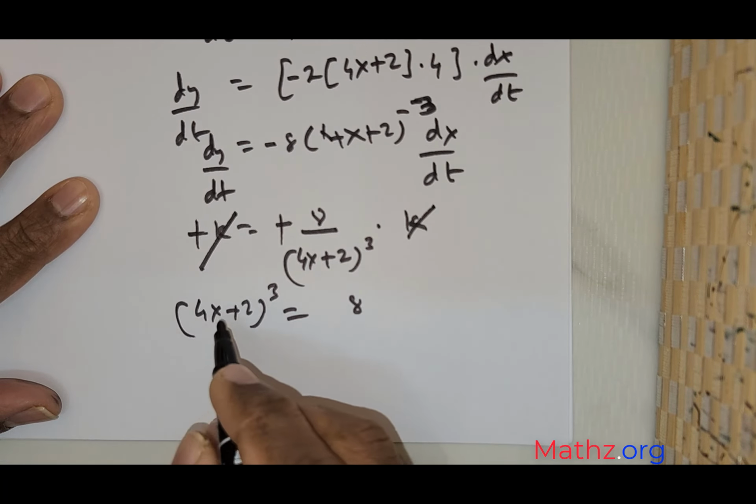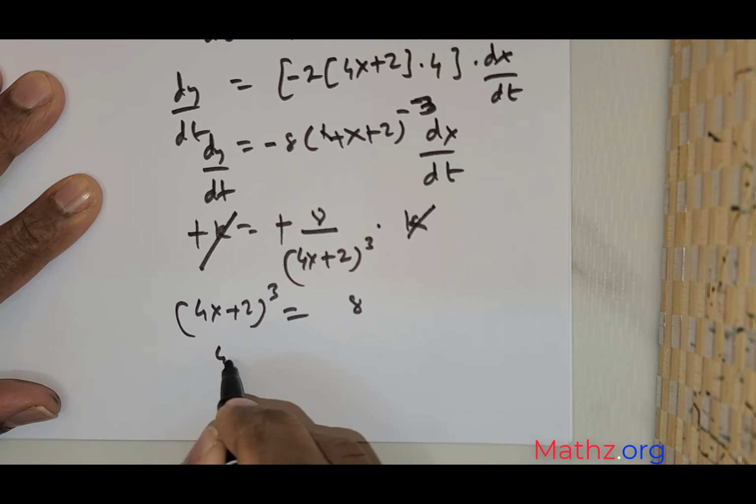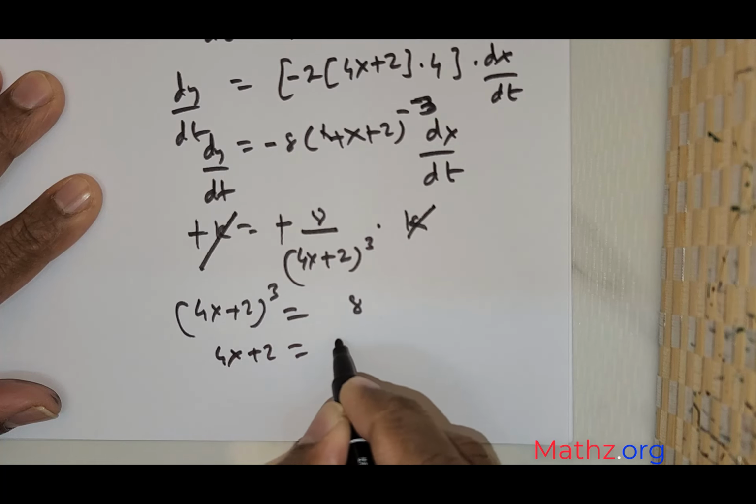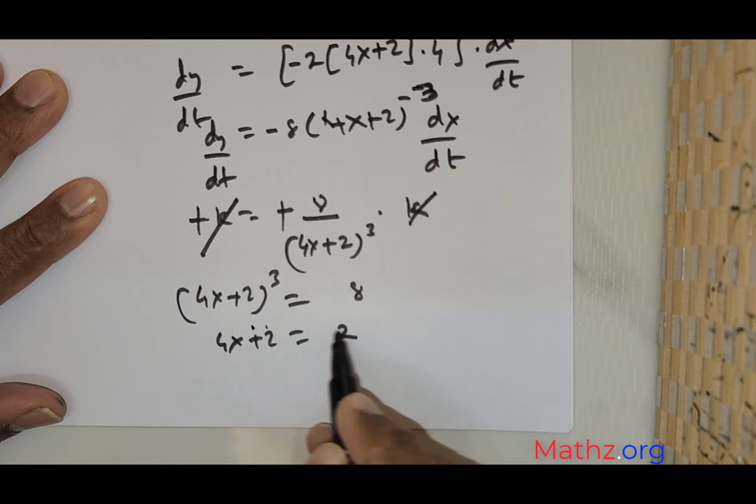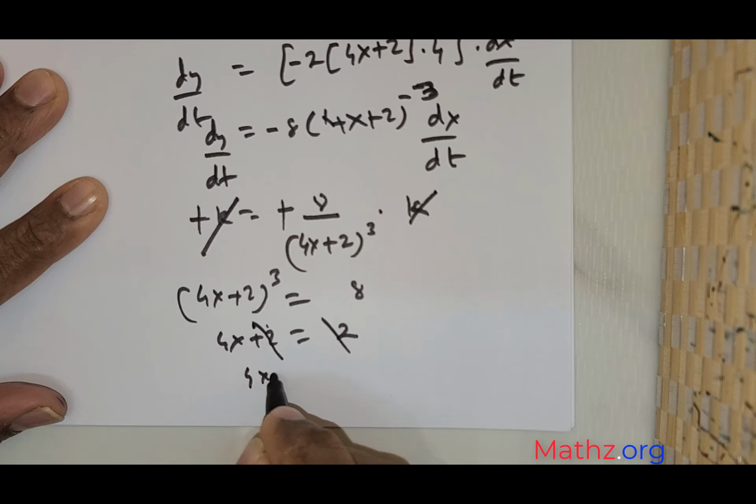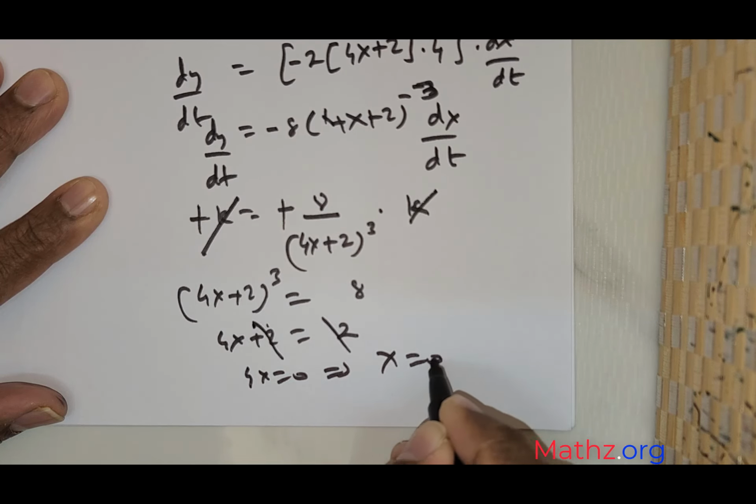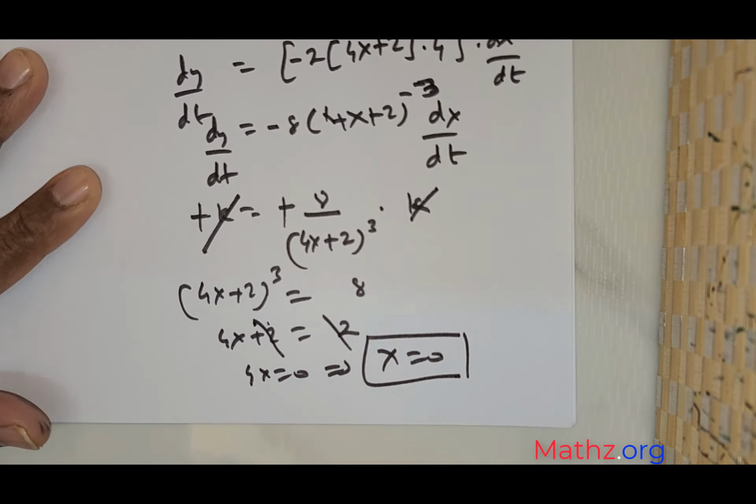I take the cube root on both sides. That would give me 4x + 2 is equal to 2. If I move this 2 to the other side, positive 2 and negative 2 will get cancelled, giving me 4x is equal to 0, which means x is equal to 0. So this is the value that I've got.